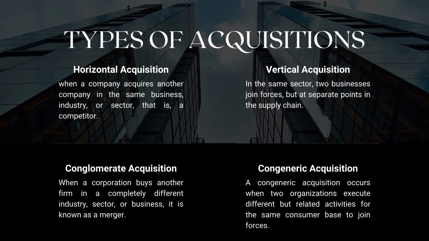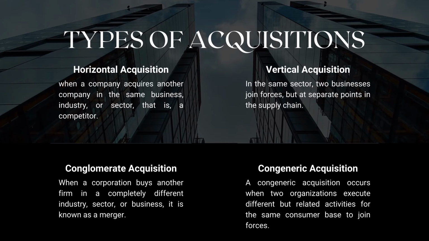Secondly is vertical acquisition. In the same sector, two businesses join forces but at separate points in the supply chain. By streamlining logistics, integrating employees, and maybe shortening product time to market, they become more vertically integrated. A vertical merger would be a clothing store purchasing a garment manufacturing firm.